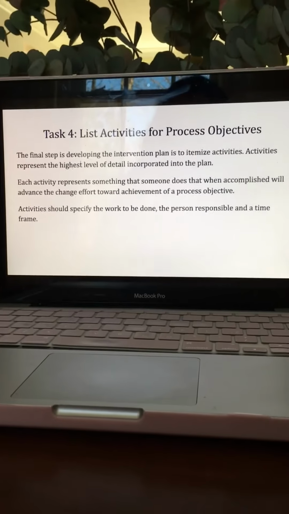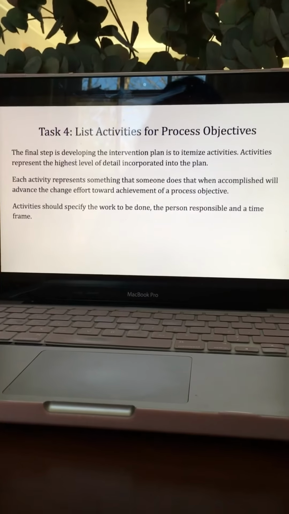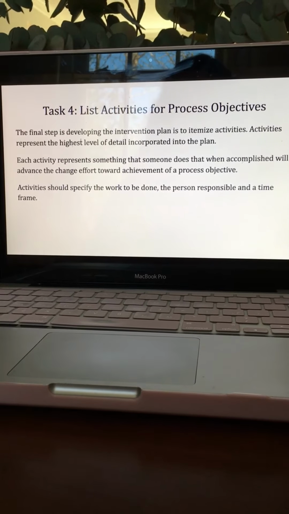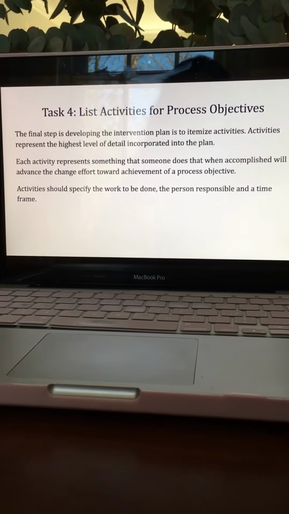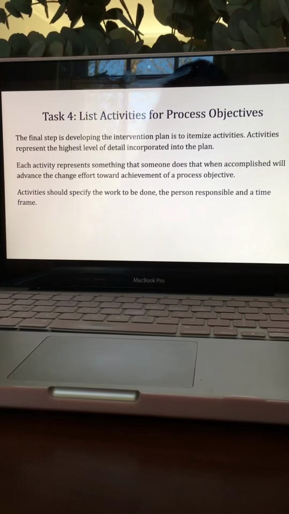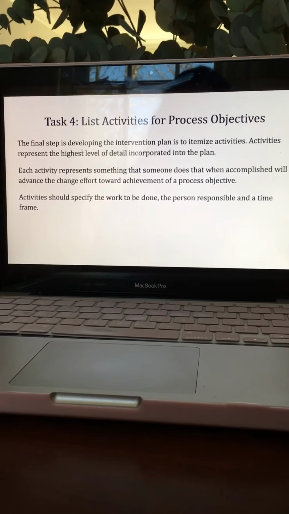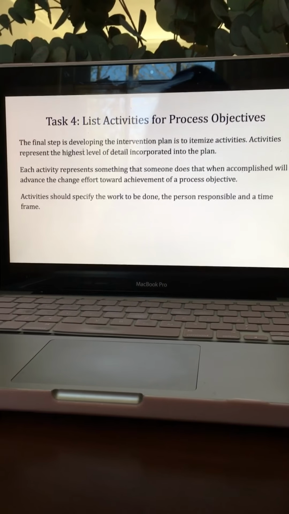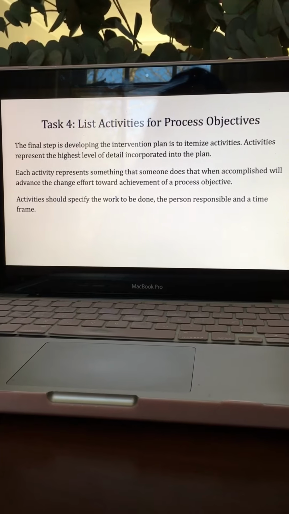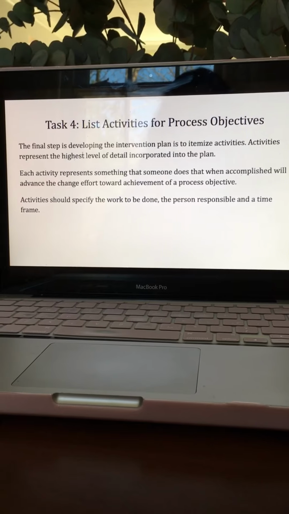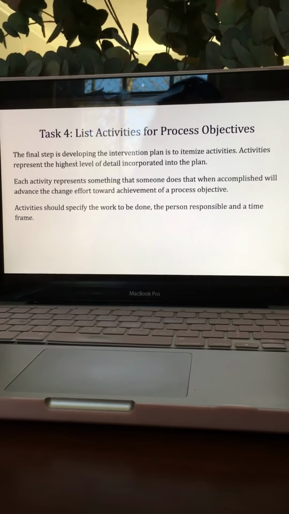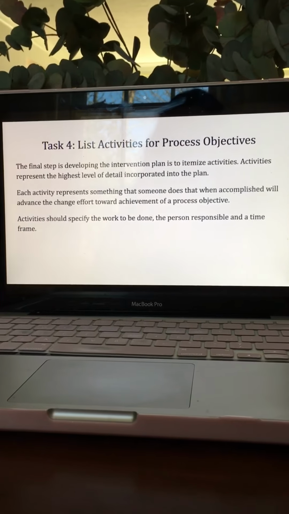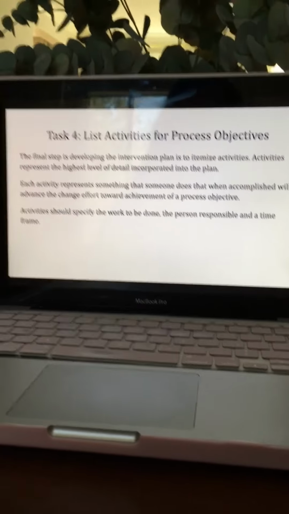So task 4 is about listing activities for process objectives. So the final step when it comes to your intervention plan and how we're going to change our problem is to include activities. So activities represent the highest level of detail when it comes to a plan. So each activity represents something that someone does that, when completed, will advance the change effort toward achievement of a process objective. Activities should specify the work to be done, the person responsible, and the time frame, which we discussed earlier.